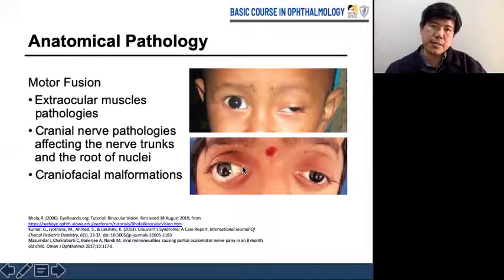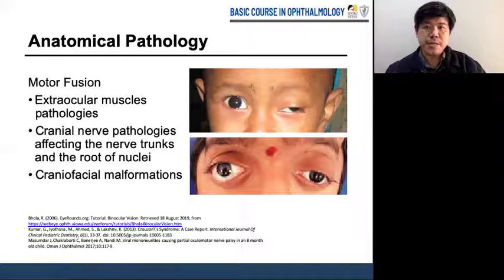An important set of pathologies includes those that affect motor fusion. This includes extraocular muscle pathologies such as congenital fibrosis of the extraocular muscles, Duane syndrome and Brown syndrome, cranial nerve palsies, particularly those that involve cranial nerves 3, 4, and 6, and congenital craniofacial malformations, including craniosynostosis, which results in shallow orbits.